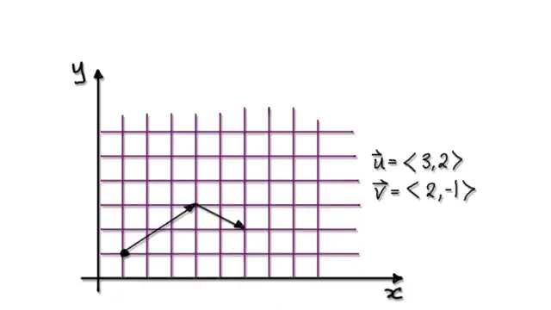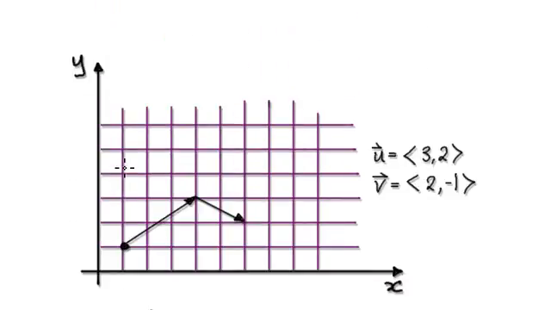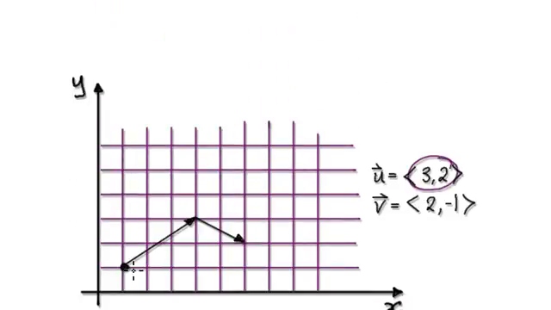In this video, we're going to look at properties of vector operations. Suppose you have vectors u, v, w, and these are your scalars. Remember, a vector has a magnitude and direction. For example, this is a vector here. The direction is 3 across, 2 up, and the magnitude is this length.